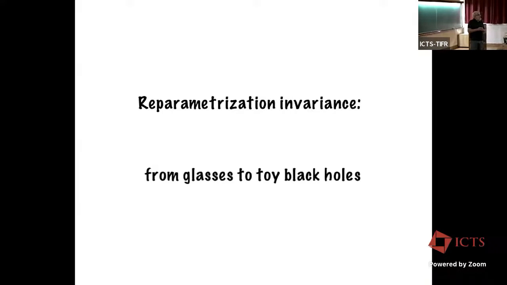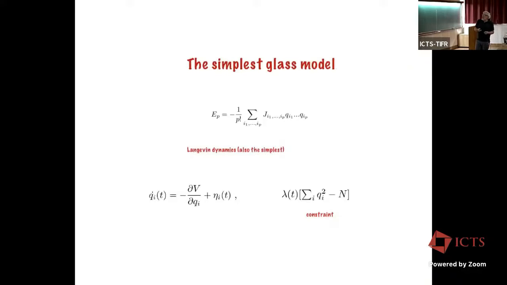Time reparametrization: think of an old cinema projector. The film is given to you, but you can change the speed, and non-linearly change the speed at which you are projecting your film. So you can hurry up and then slow down, etc. The film is always the same. That would be a time reparametrization. So, 3 episodes. In glasses, let me start with the simplest glass model.